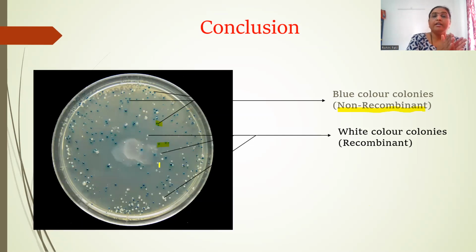In this way, by the application of alpha complementation, you can select for the recombinant and the non-recombinant, and that is called blue-white selection. Okay, I think you may have cleared the idea.